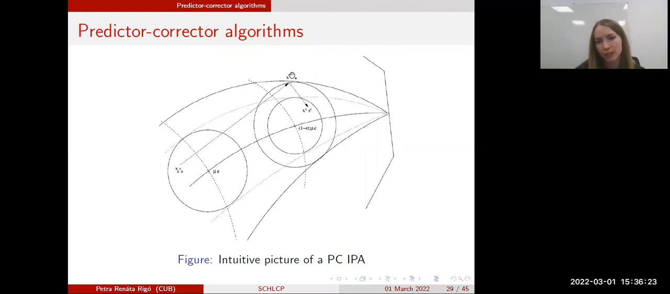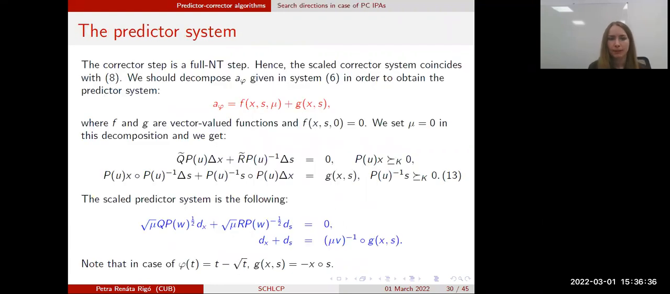And the aim of the corrector step is to get back into the neighborhood of the central path. So here we can see the corrector step. We want to define the predictor and the corrector search directions as well. And we gave a general framework of how we can define the search directions in case of these predictor-corrector algorithms if we use this AET approach in the determination of search direction.